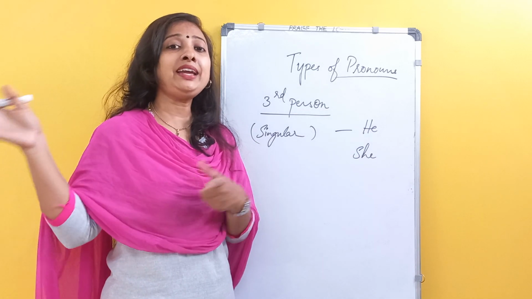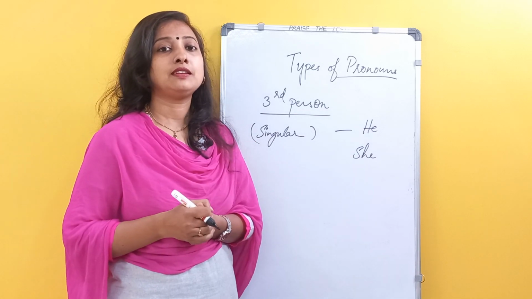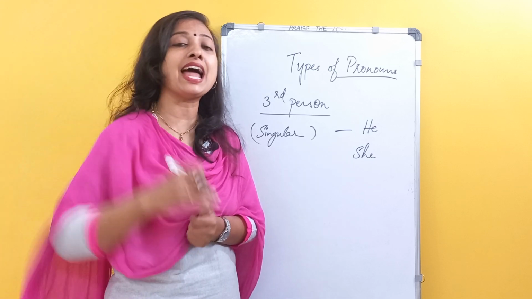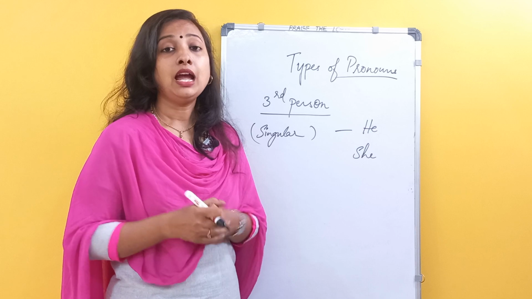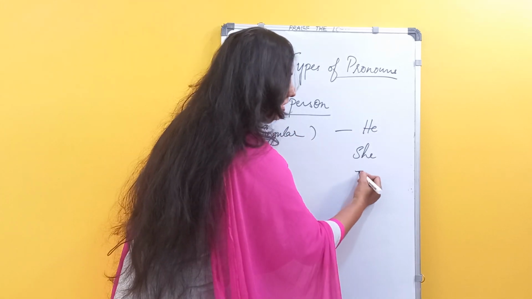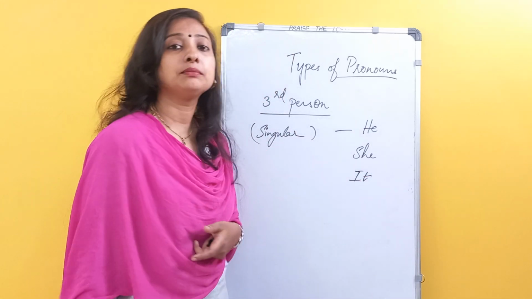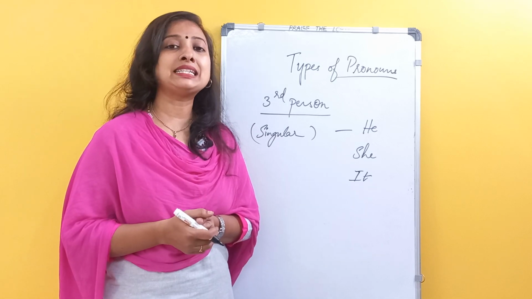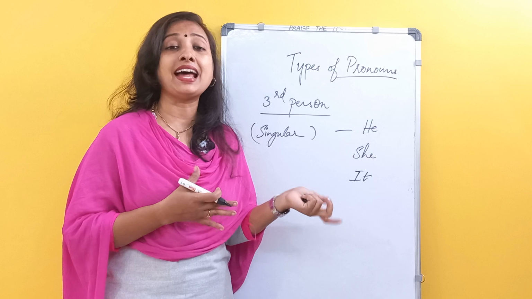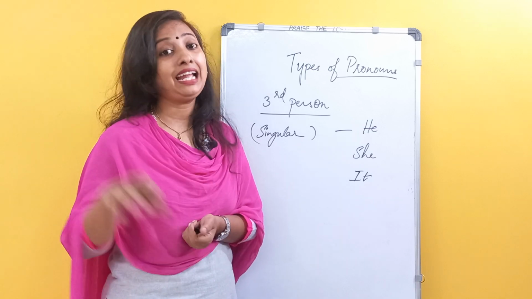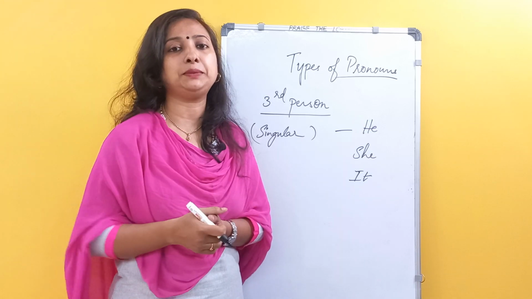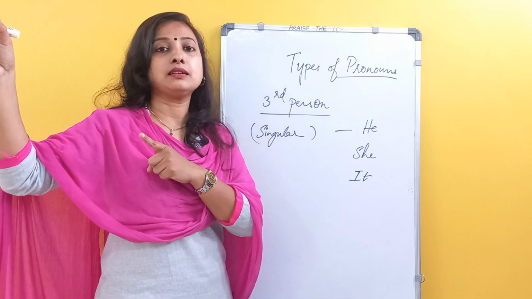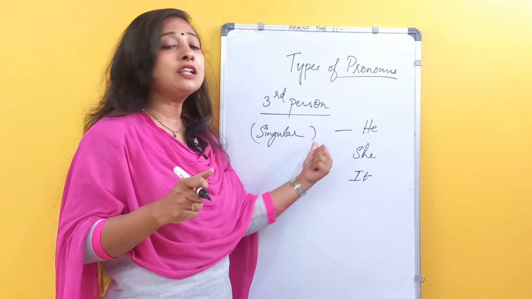He came to my place. She sang very well. I was talking about someone who sang very well. It is about the thing. I attended a party last night. It went on very well. I was talking about the party. Right? So, it is again third person thing. It's all singular.